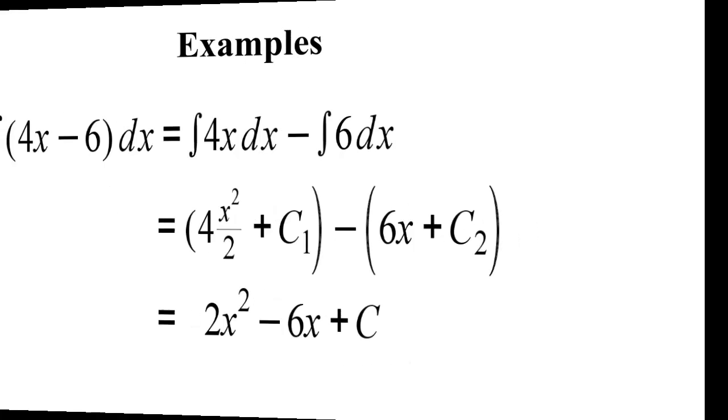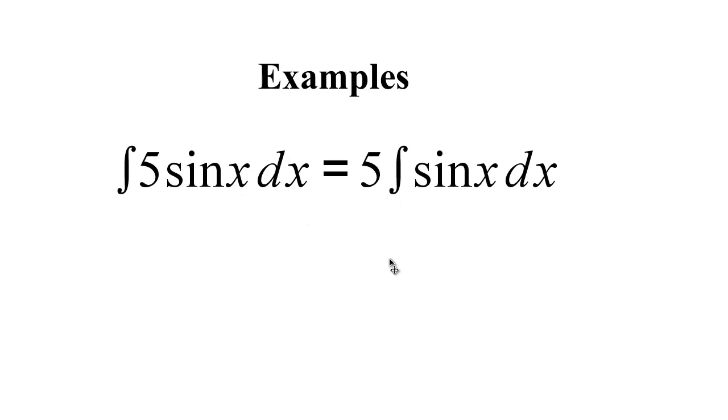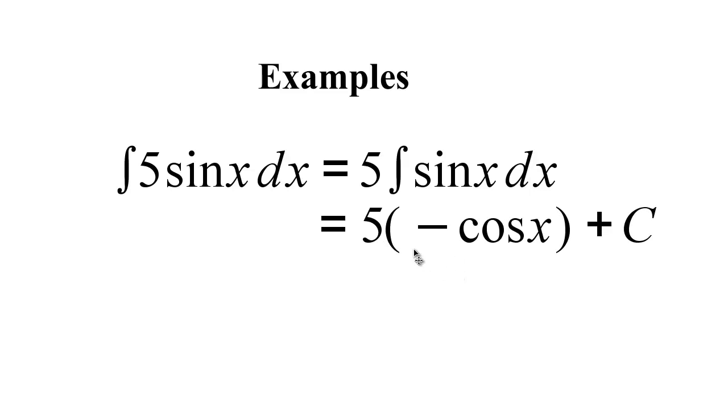So this checks out. We'll do a final example from trigonometry, the integral of 5 sine x dx. We're going to use the constant multiple rule first, separating the 5 out of the integrand, so it becomes 5 times the integral of sine x dx. And we know that the integral of sine x dx is negative cosine x plus c, so the answer becomes 5 times negative cosine x plus c.